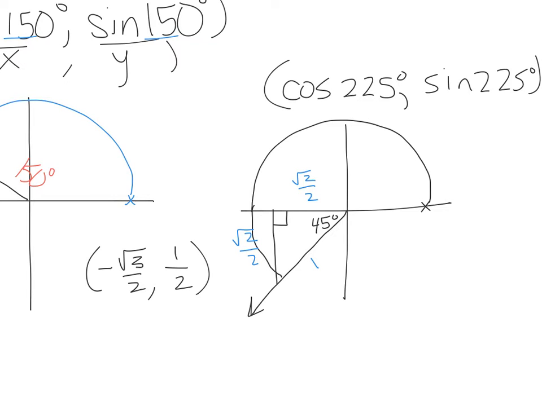If you're trying to find the coordinate, the x and the y, the cosine of 225 means you're going to go back root 2 over 2, so this is negative root 2 over 2. And then you're going to go down root 2 over 2, so that's negative root 2 over 2.